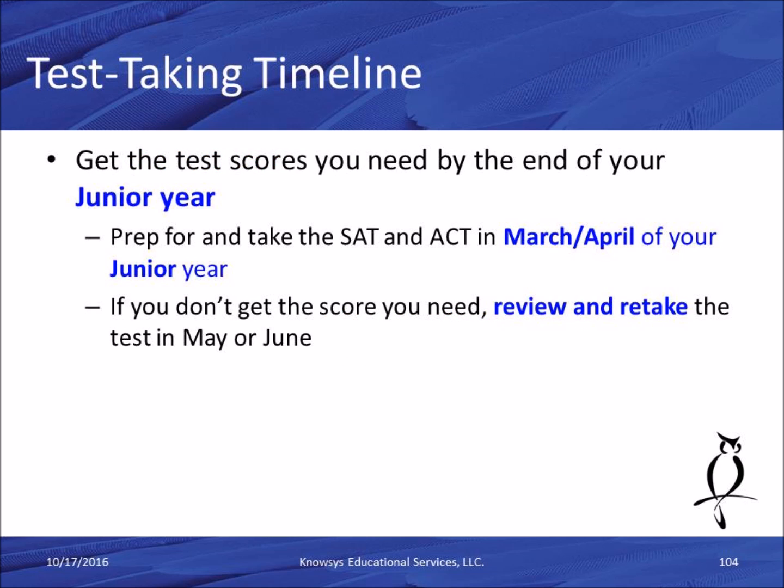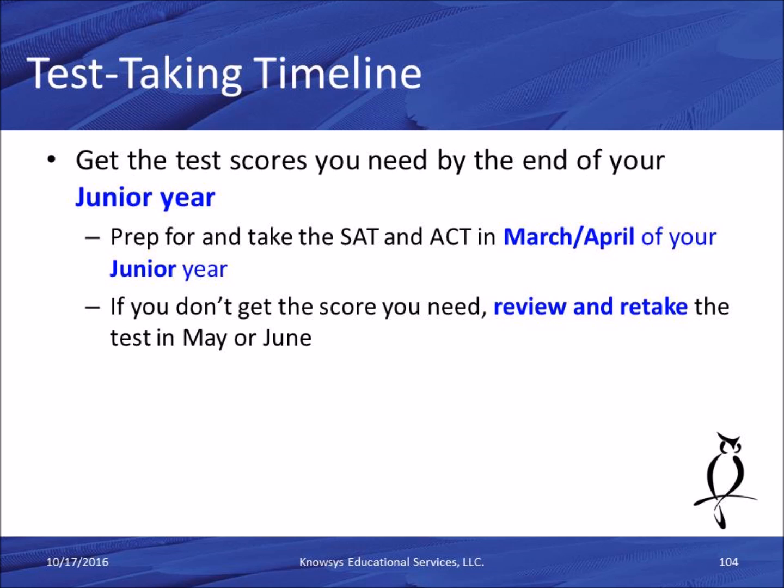Now that we've taken a look at some resources that are available, let's take a look at the timeline. When do you get started? The bottom line is you get started now. Your goal is to get the test scores that you need by the end of your junior year. So you want to prep for and take the SAT and the ACT in March and April of your junior year. And then, if for some reason at that test you don't get the scores you need, you still have time to review, prepare, and retake the test in May or June. But your bottom line goal is you've done this by the end of your junior year.